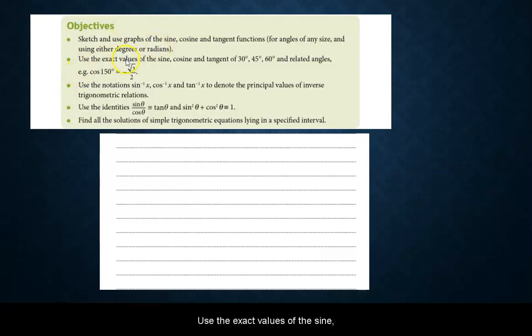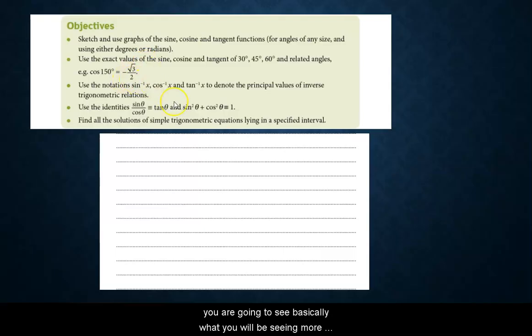Use the exact values of the sine, cosine, and tangent of 30 degrees, 45 degrees, 60 degrees, and related angles. These angles are considered special angles, and we are going to use these special angles in order for us to find the exact value of the sine, cosine, and the tangent. Like when we look at cosine of 150 degrees, it will give you simply negative root 3 over 2.